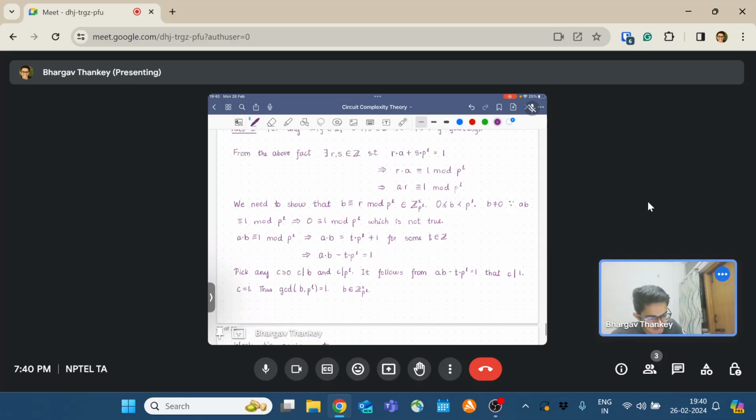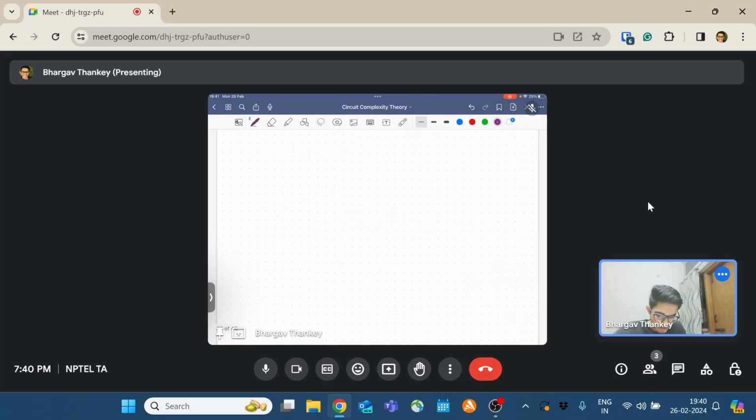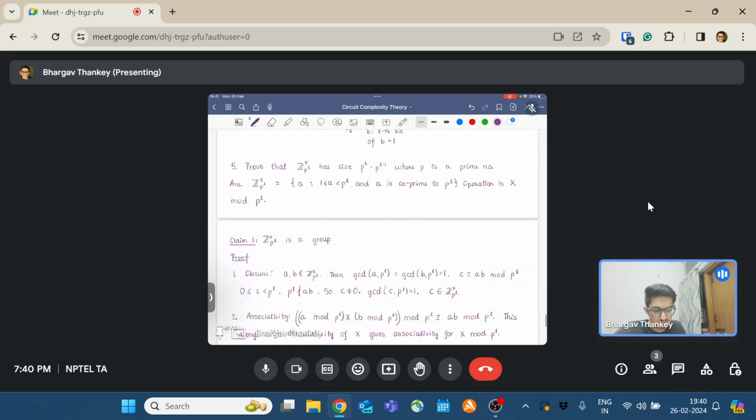Okay, so that proves that this is a group. Now we need to show that its size is p to the l minus p to the l minus 1, right? That was the original problem.